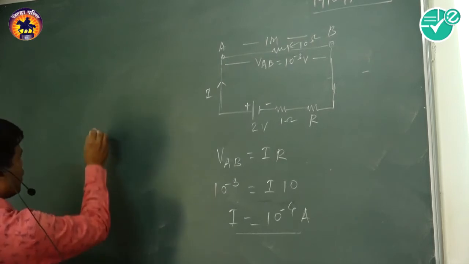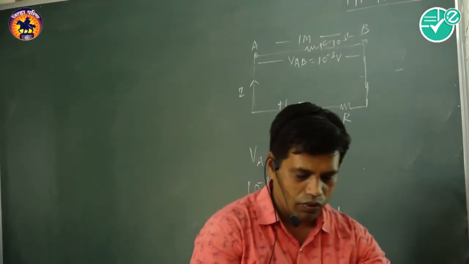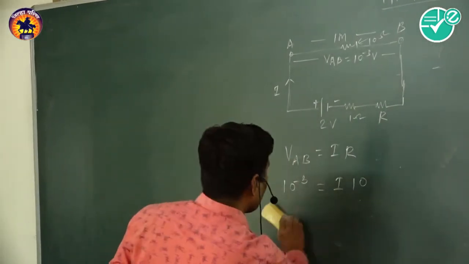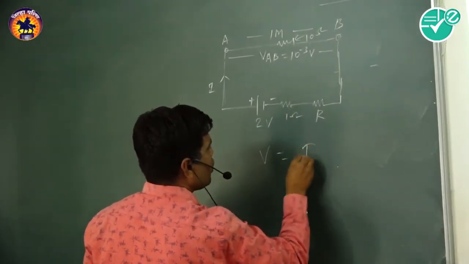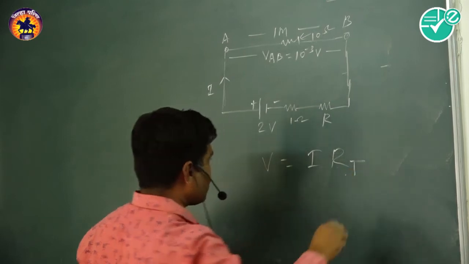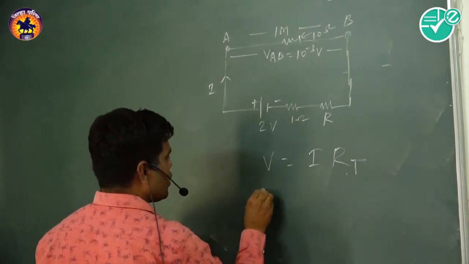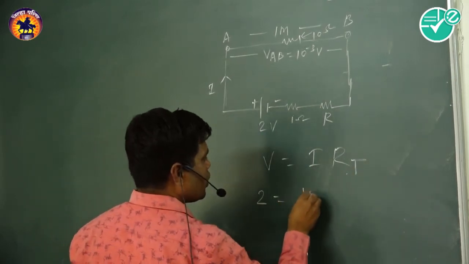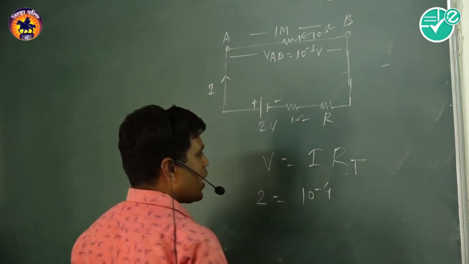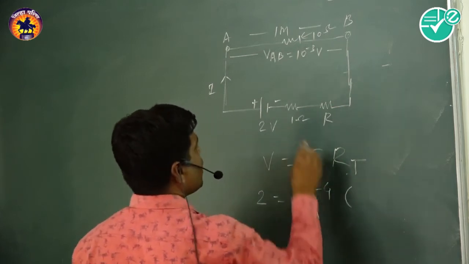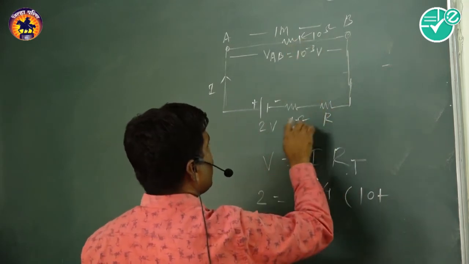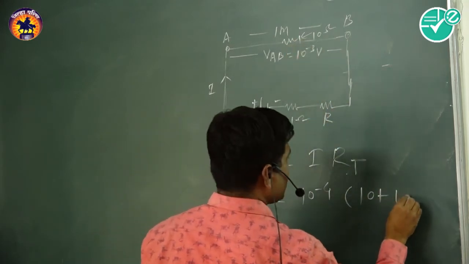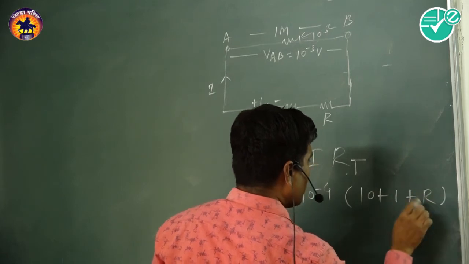So, here we also know, I will write here, V is equal to I into the total resistance of the circuit. So, the total voltage of the circuit is 2, the current flowing through the circuit, which we have just calculated, is 10 to the power minus 4, and the total resistance of the circuit is 10 ohm of the wire, 1 ohm of internal resistance of the cell, and R is the resistance from the resistance box.